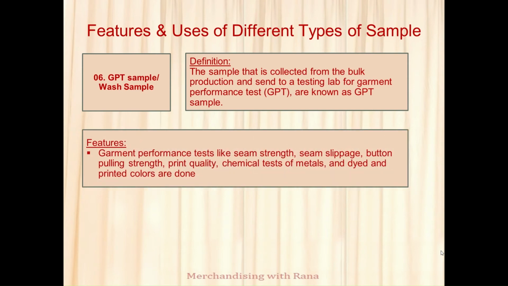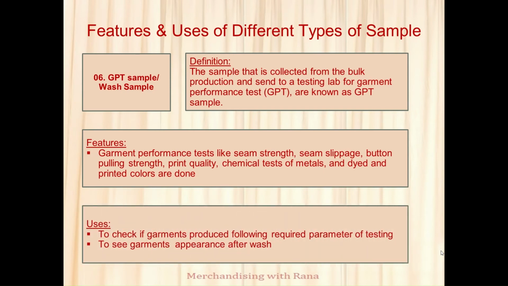Features: garment performance tests like seam strength, seam slippage, button pulling strength, print quality, chemical test of metal and dye, and printed color are done here. Uses: to check if the garment is produced following the required testing parameters, and to see the garment's appearance after wash.